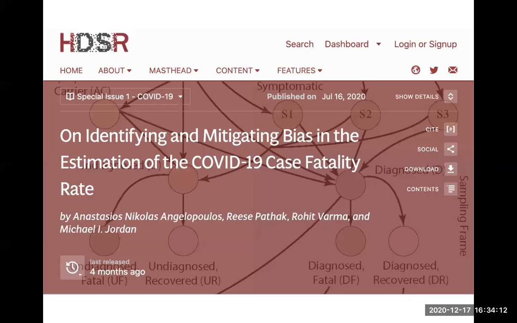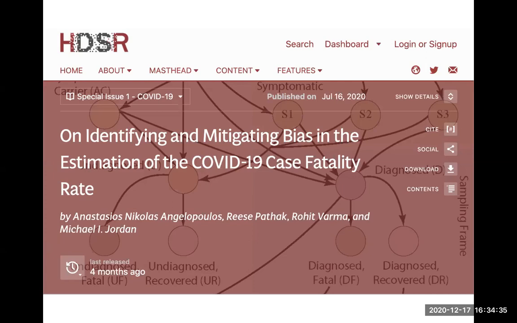You've heard all these COVID numbers swirling around the news, but what do they really mean, and how are they determined? Anastasios Nicholas Angelopoulos, Reese Pathak, Rohit Varma, and Michael I. Jordan take on one of these COVID numbers, the case fatality rate, in their HDSR paper on identifying and mitigating bias in the estimation of the COVID-19 case fatality rate.